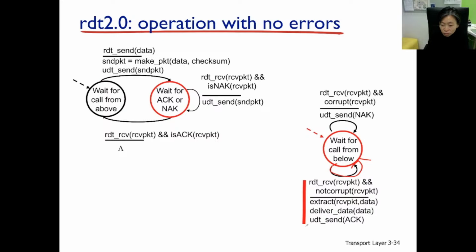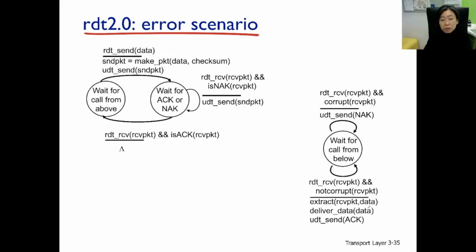And this is going to generate a message being sent back this way. Because it's an ACK, we trigger this transition, and the sender goes back to the wait for call from above state. All right, so this is the no error example. The next example is more interesting, where there is error.